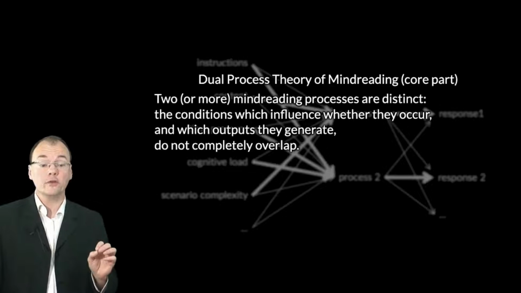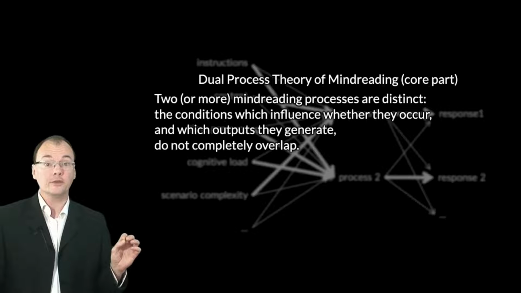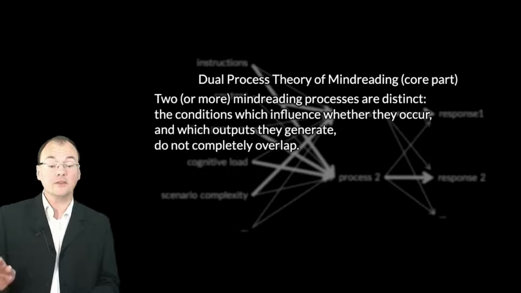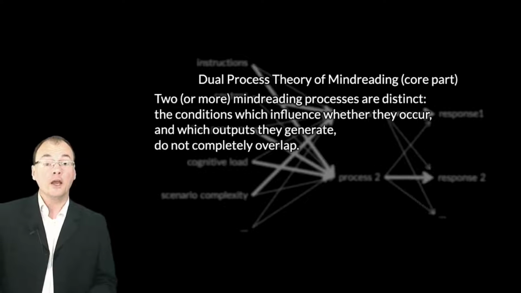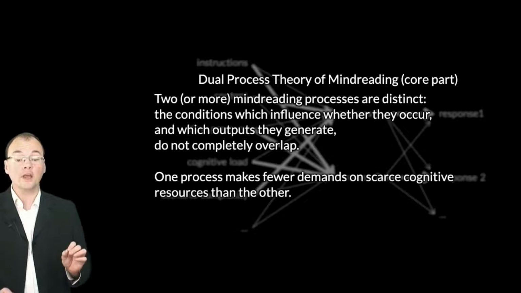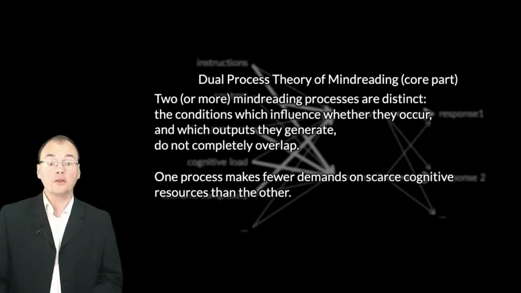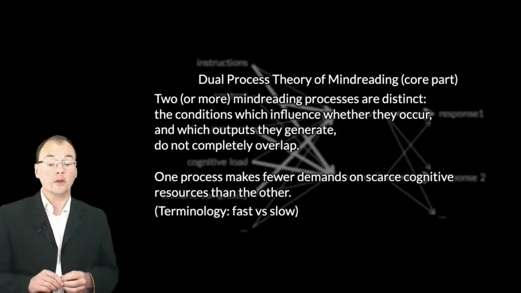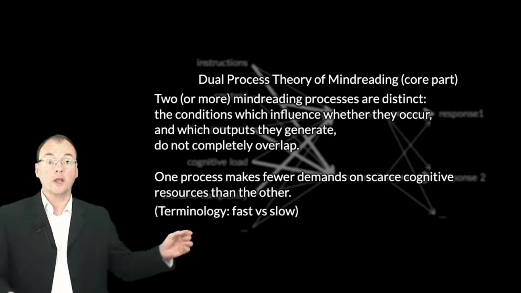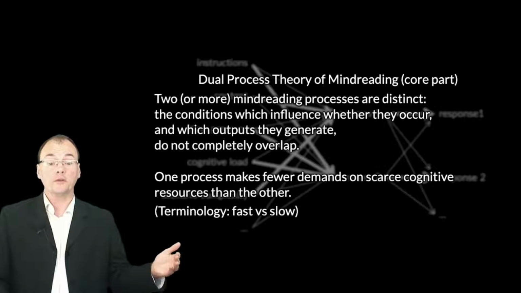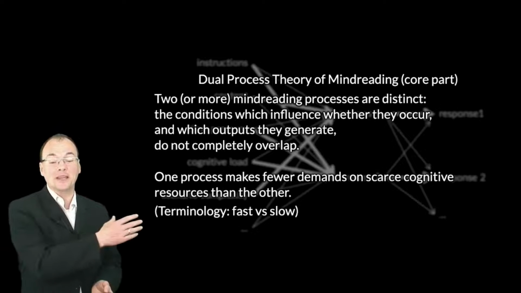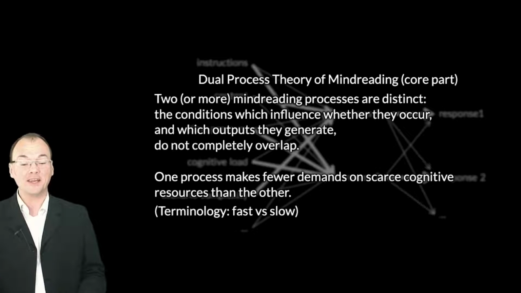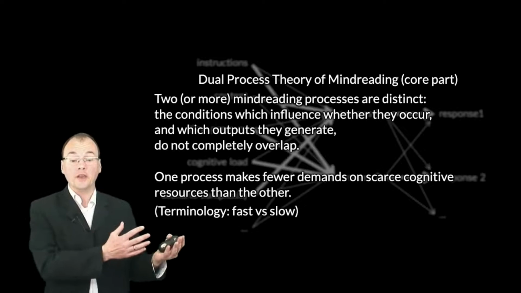So here's the thought. A dual process theory of mind reading says that there are two or more mind reading processes which are distinct in the sense that the conditions which influence whether they occur and which outputs they generate do not completely overlap. On top of that, I'm going to say that one process makes fewer demands on scarce cognitive resources than the other, so things like working memory, attention, inhibitory control. And I'm going to follow the convention of calling processes which make fewer demands fast, even though, of course, we're not measuring time in any of these experiments in that way. We're not measuring how long the processes take. So we've got faster processes and slower processes.